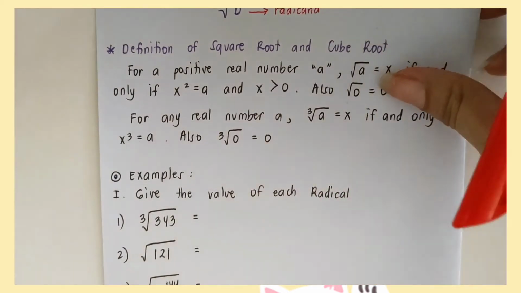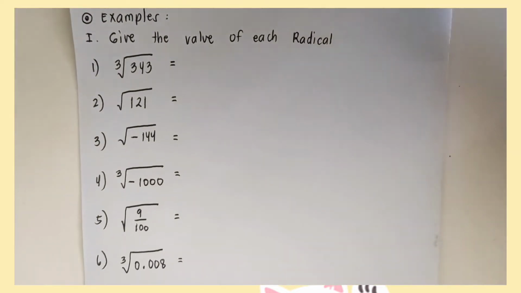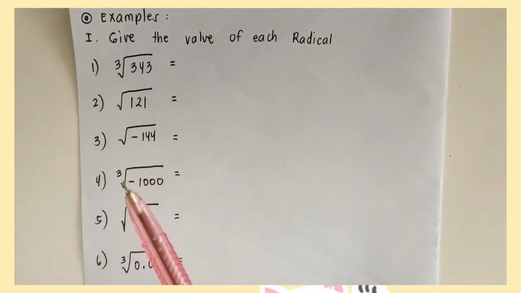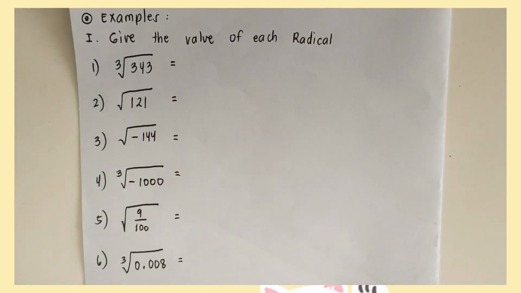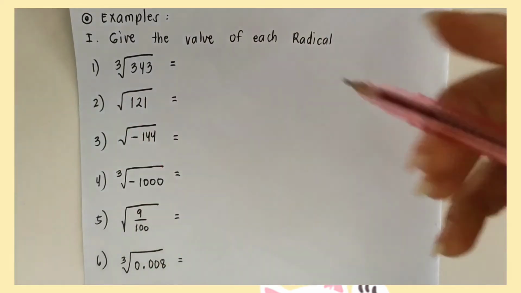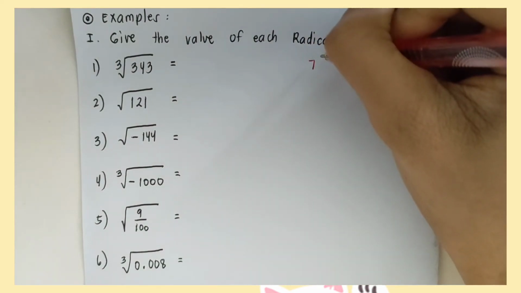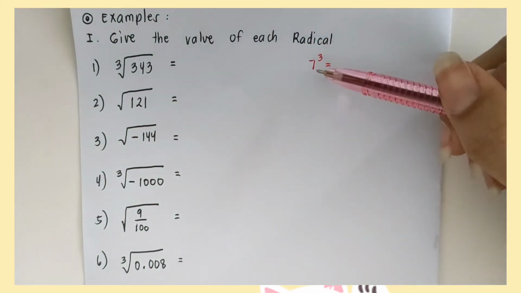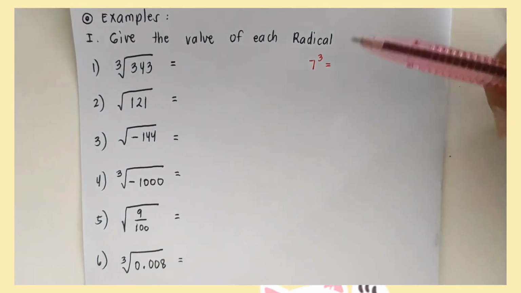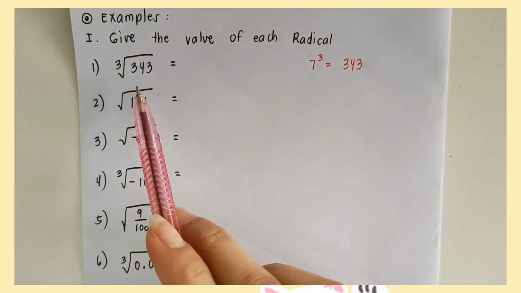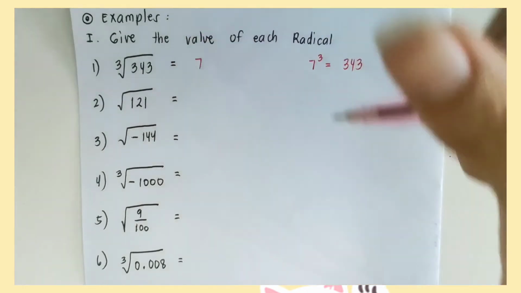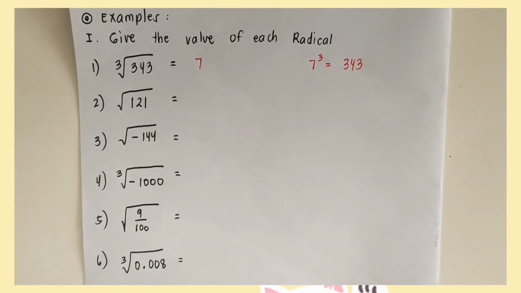Now let us proceed in solving the following examples. We need to give the value of each radical. Number 1, the cube root of 343. Kindly review your perfect cube numbers. We all know that 7 raised to 3 is equivalent to 7 times 7 times 7, which is 343. Meaning to say, the cube root of 343 is 7. You can also use your calculator if you want.